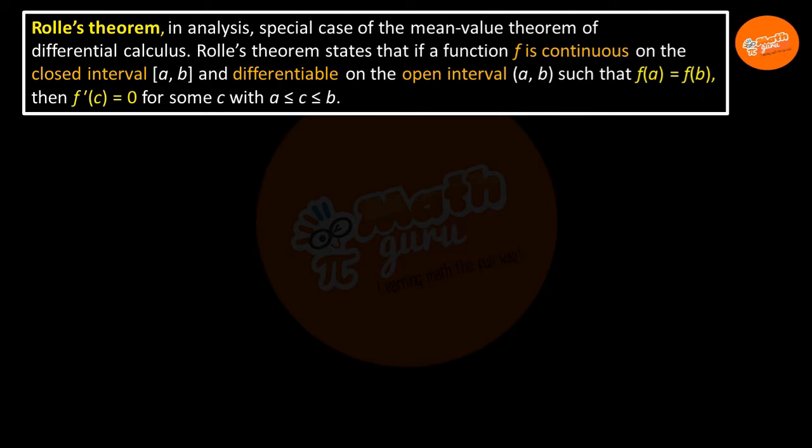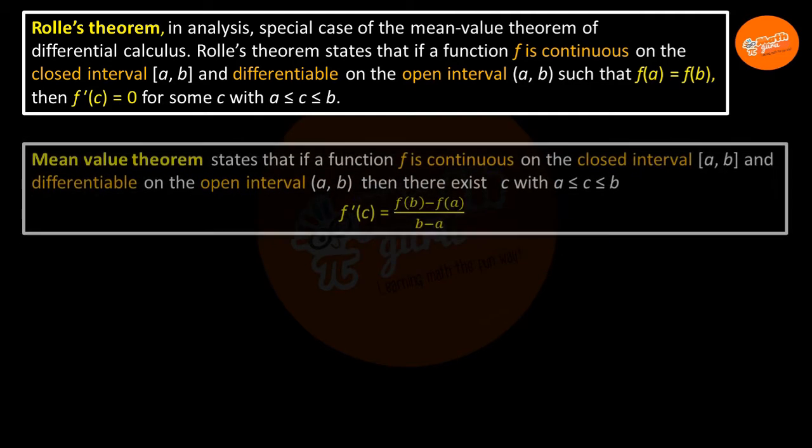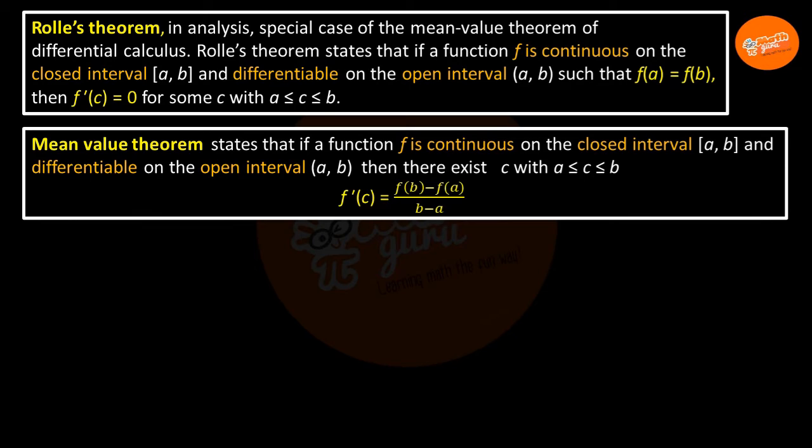This is Rolle's theorem, an important theorem in real analysis. f is continuous on the closed interval [a, b] and differentiable on the open interval (a, b), and f(a) equals f(b). That is the condition of Rolle's theorem. Then there exists a c between a and b such that f'(c) equals 0.